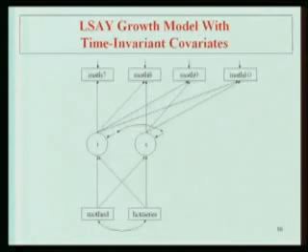So the model that we're going to look at now is the same model we've been looking at on the top here, but we're going to add two time invariant covariates. We're going to add mother's education, and we're going to add home resources to try to understand if either one of those covariates is the reason that people are starting out differently and growing at different rates.